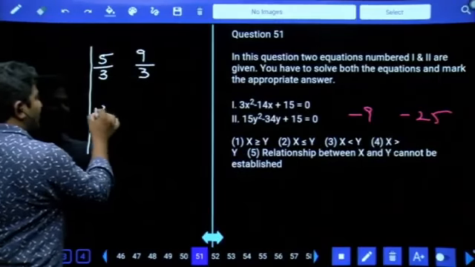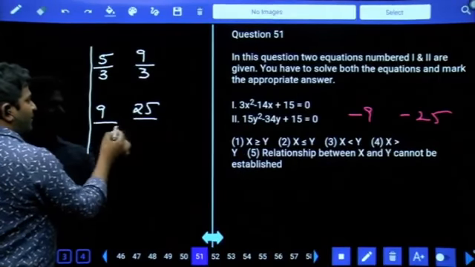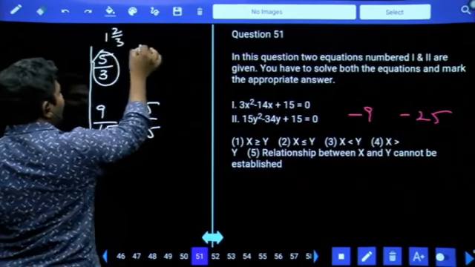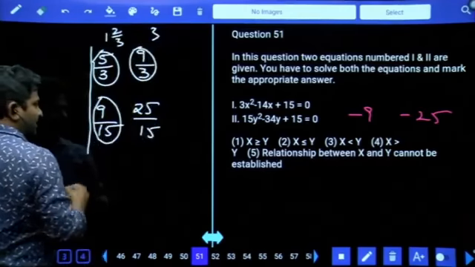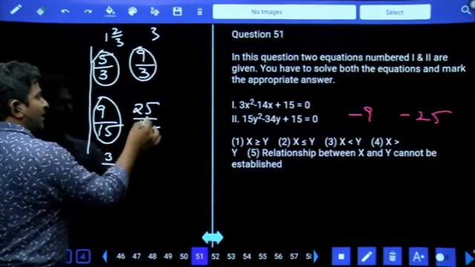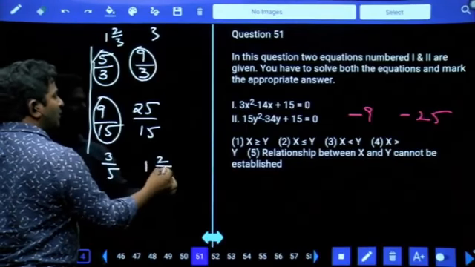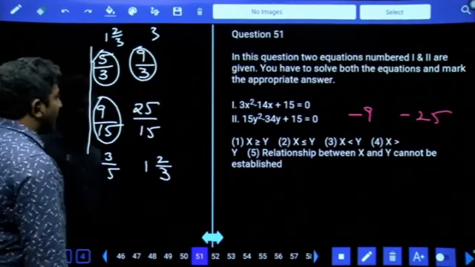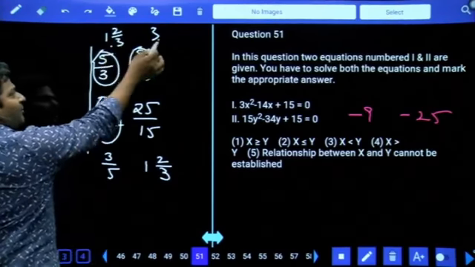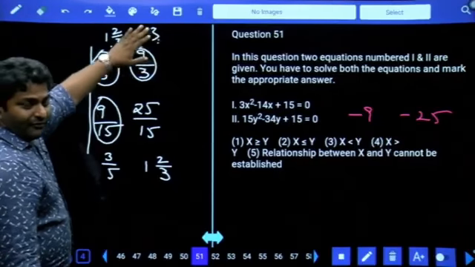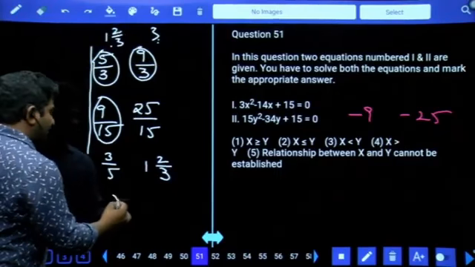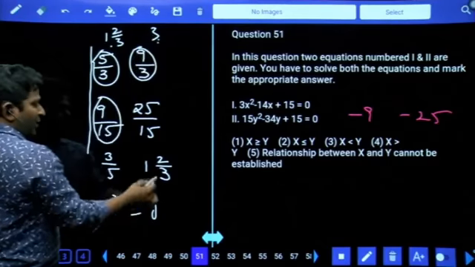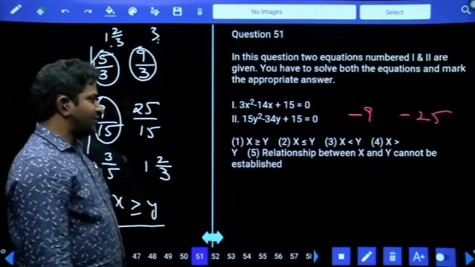Then factors are plus 9 plus 25 divided by the coefficient of y square, that is 15. This is 1 2 by 3 and this is 3. This is 3 by 5 and this is 1 2 by 3. Now these are improper fractions, meaning more than 1. Values are more than 1. This is less than 1. Hence x is greater than y. 1 2 by 3 and 1 2 by 3 are equal, and 3 and 1 2 by 3 greater. So x greater than or equal condition.